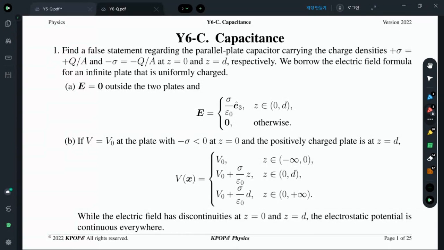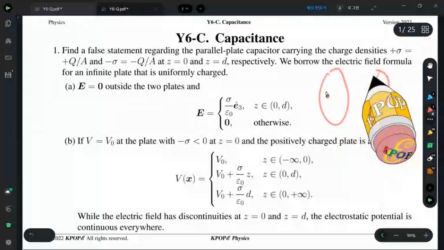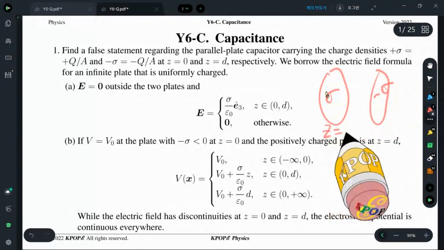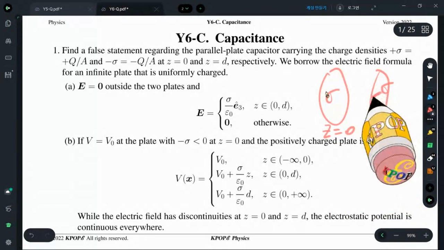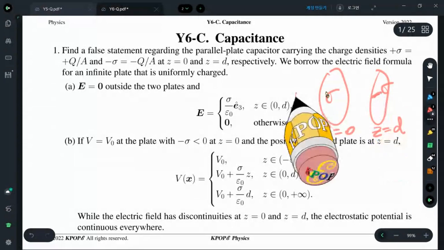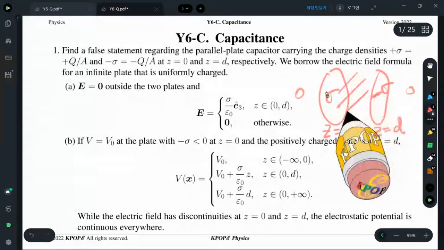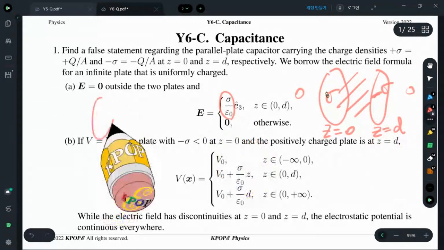Y6 capacitance. We have a parallel plate capacitor here, plus sigma and minus sigma, at Z equals 0 and Z equals D. According to Gauss' law, the electric field outside is 0, and between the two plates it is sigma over epsilon 0.